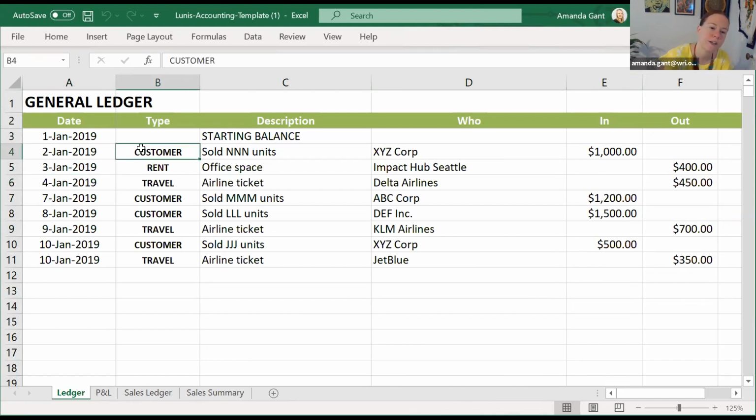The thing you want to figure out ahead of time for yourself is what categories you're going to have. In this case, they have office rent, and a basic category is customer. Customer is what they call everything that's incoming. You might have two different types of customers, like an individual or a farm producer company. So you just need to figure out your own categories.